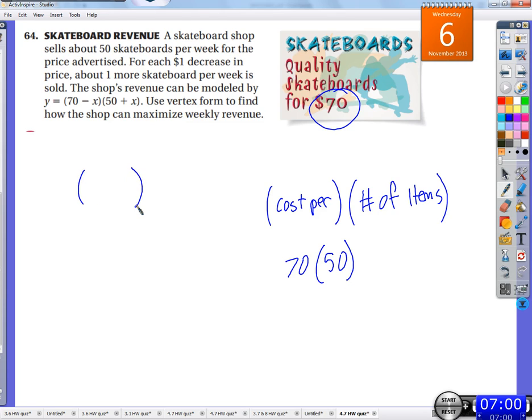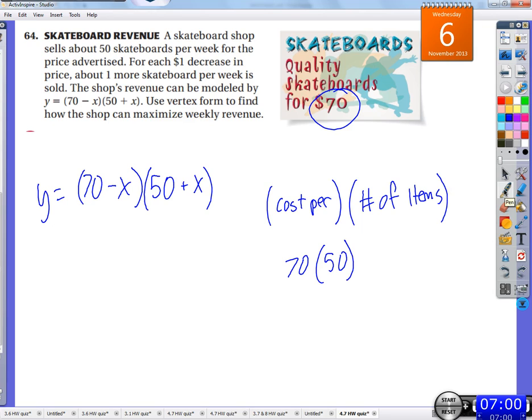Well, so they're talking about taking the price and subtracting a variable number of dollars, right? X dollars. And that means that they will sell, well, it's lucky that we reduce $1 and we gain one customer, right? We sell one more. So the number of dollars that we charge is 70 minus however many dollars we want to subtract. And the number of boards we sell is 50 plus the same number of dollars that we subtracted from the price of each board. So that's where this equation comes from, y equals that.